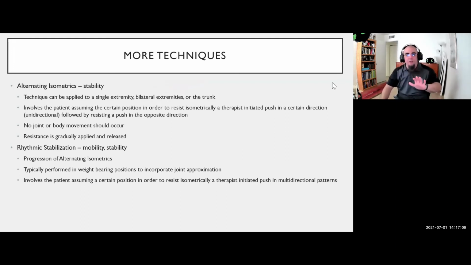These two are by far my favorite activities, even though they're confusing. Alternating isometrics and rhythmic stabilization. So here's the way I remember these. When you hear alternating isometric, I want you to think linear patterns. I can do these with the PNFs as well, but I tend to do a lot of these in non-PNF positions, both alternating isometric and rhythmic stabilization.